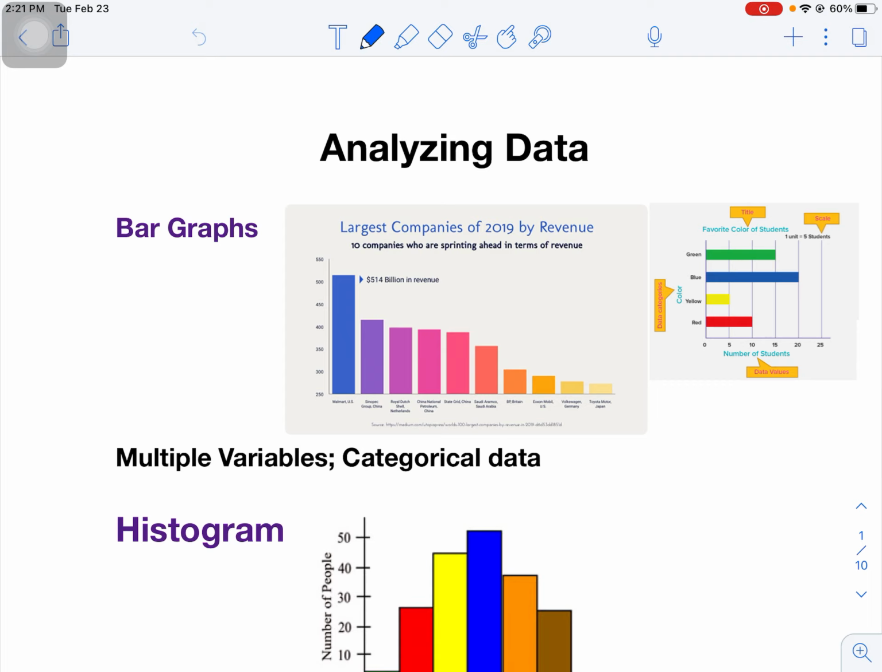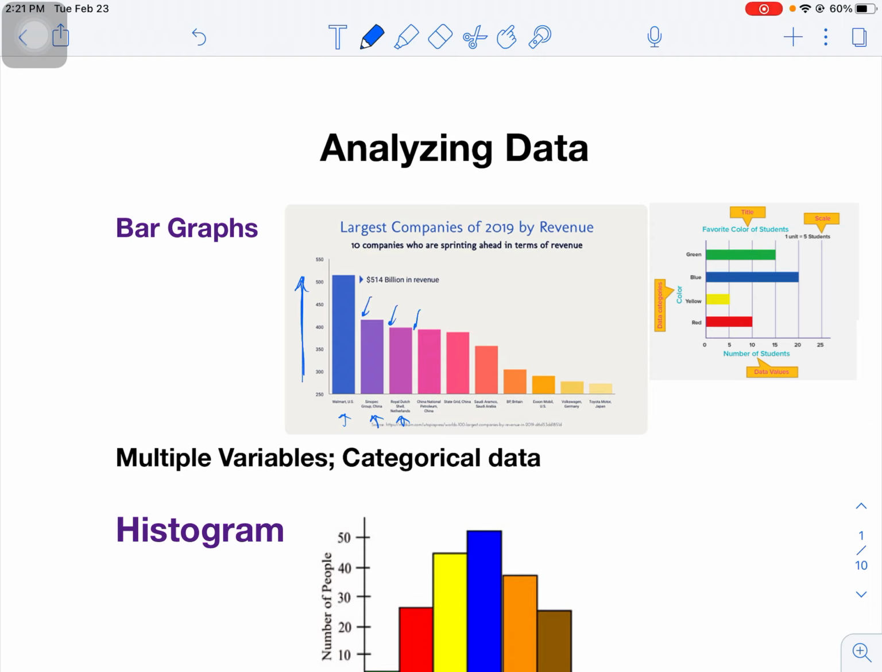And this particular one here, we have largest companies of 2019 by revenue. So these down here are company names, Walmart, Best Buy, so forth like that. So on our y-axis, we have frequency, how often. So this is always a frequency here on the y-axis. We have our frequency, but these are individual categories. Notice that there's a gap between the bars.